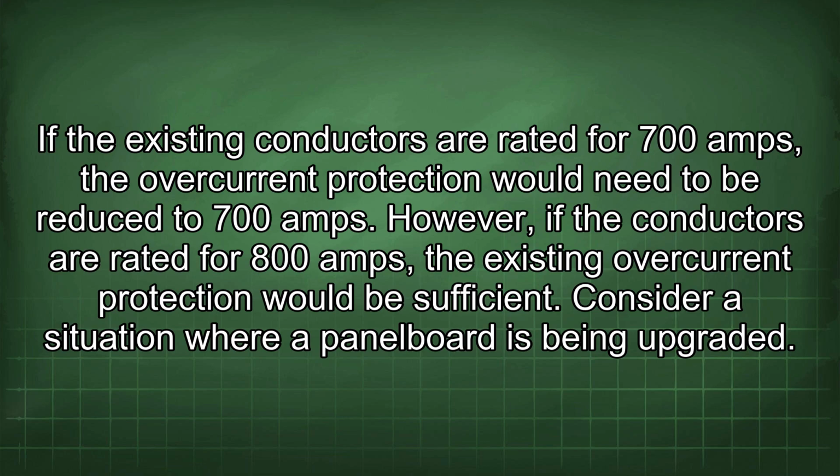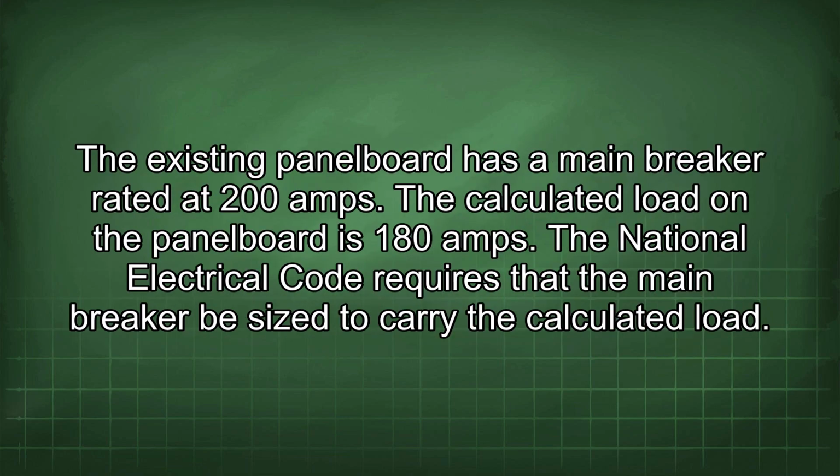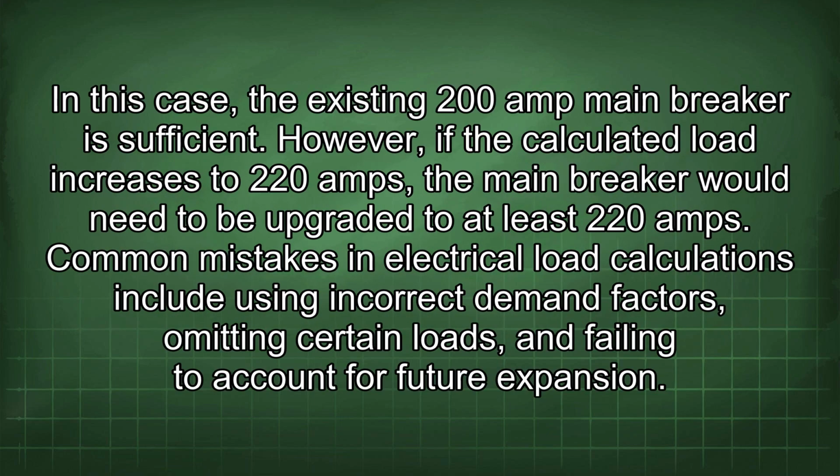Consider a situation where a panel board is being upgraded. The existing panel board has a main breaker rated at 200 amps. The calculated load on the panel board is 180 amps. The National Electrical Code requires that the main breaker be sized to carry the calculated load. In this case, the existing 200 amp main breaker is sufficient. However, if the calculated load increases to 220 amps, the main breaker would need to be upgraded to at least 220 amps.